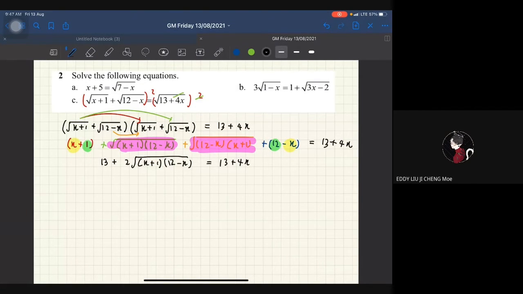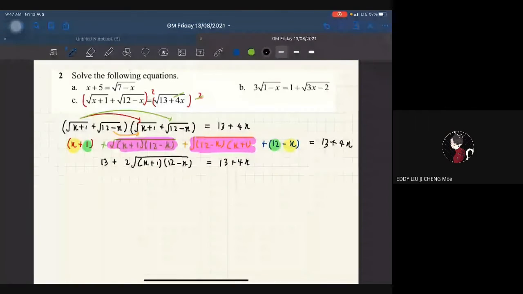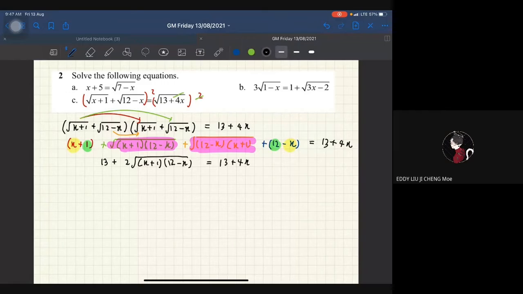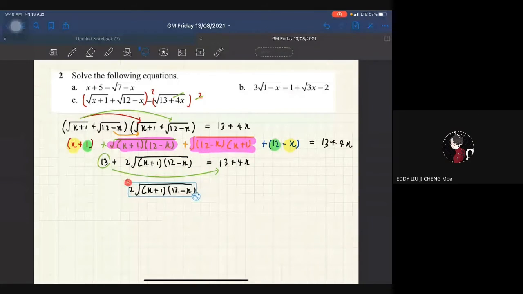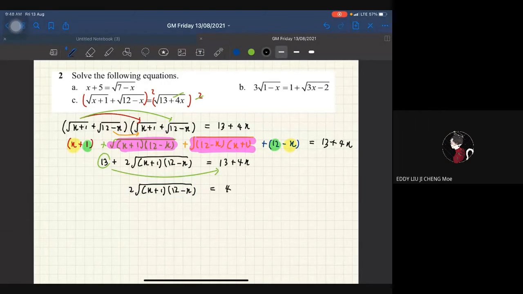Okay, so macam saya cakap tadi, idea kita sekarang kita nak hilangkan surd. Okay, so macam mana kita nak hilangkan surd? Kita kena squarekan both sides. Tapi before kita squarekan both sides, kita make sure surd kita tu dia single. Dia berada seorang-seorang kat belah kiri. Dia tak ada kawan, dia tak ada pasangan. Okay, so apa yang awak perlu buat adalah this 13 over here, you transfer it to the right hand side. Okay, so dia akan jadi hilang lah. 13 minus 13, tak ada benda. Okay, so yang tinggal adalah this one. Just copy and paste it back. Okay, and then equal to 4x.